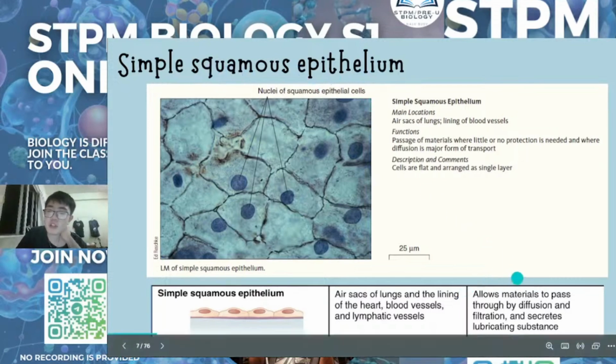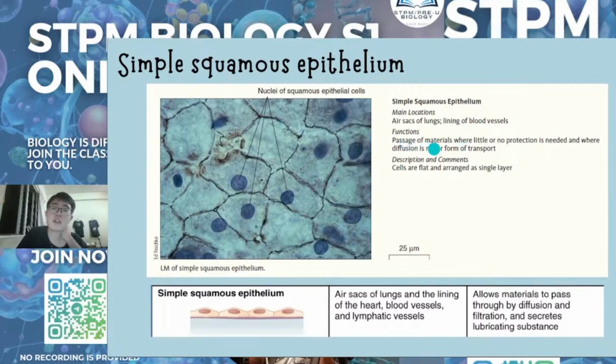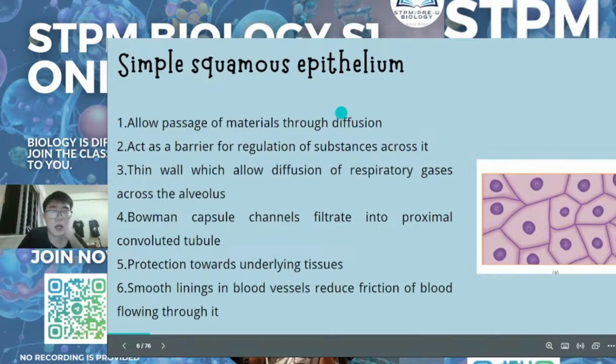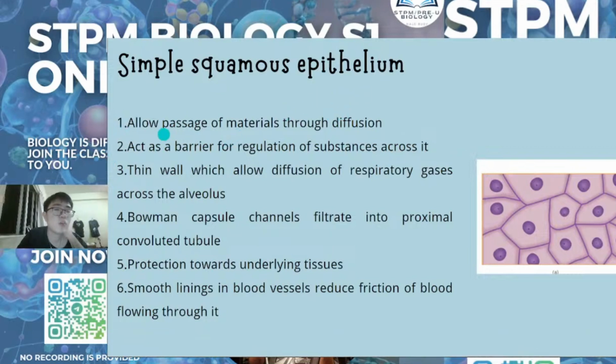So the main function is to allow material to pass through by diffusion and filtration, and to secrete lubricating substance. The main function is to transport material by diffusion. Here is more detail about the function. It allows a lot of material to pass through diffusion, and it also acts as a barrier regulating substances across it.